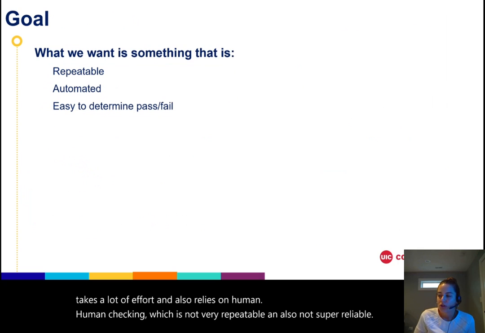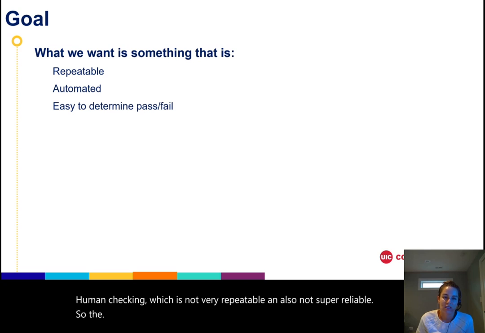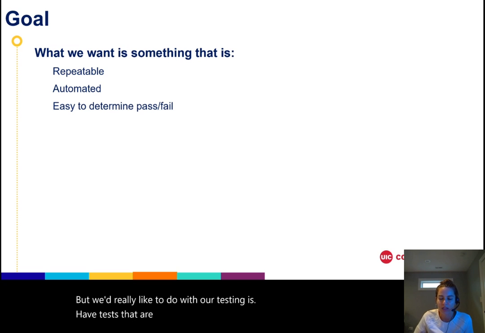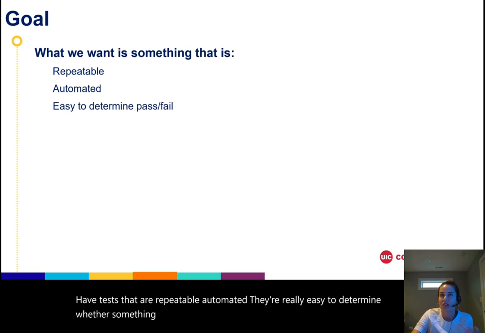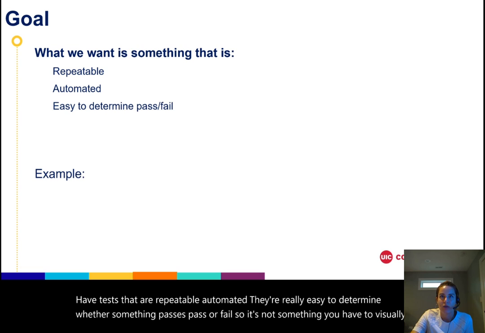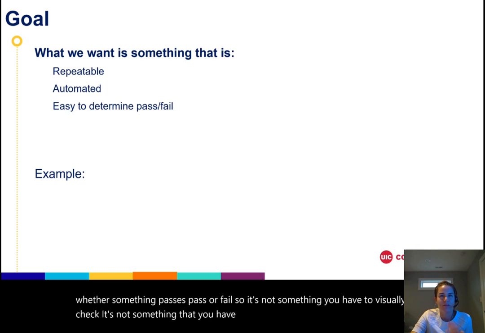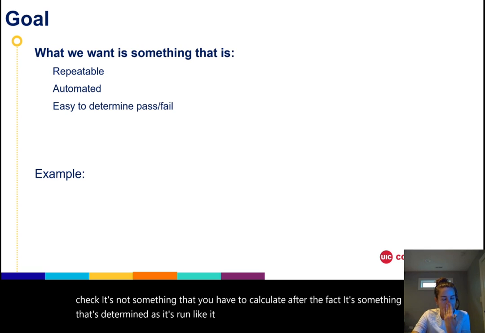So what we'd really like to do with our testing is have tests that are repeatable and automated. They're really easy to determine whether something passes or fails, so it's not something you have to visually check, and not something you have to calculate after the fact. It's determined as it's run, like it says, passed or failed.